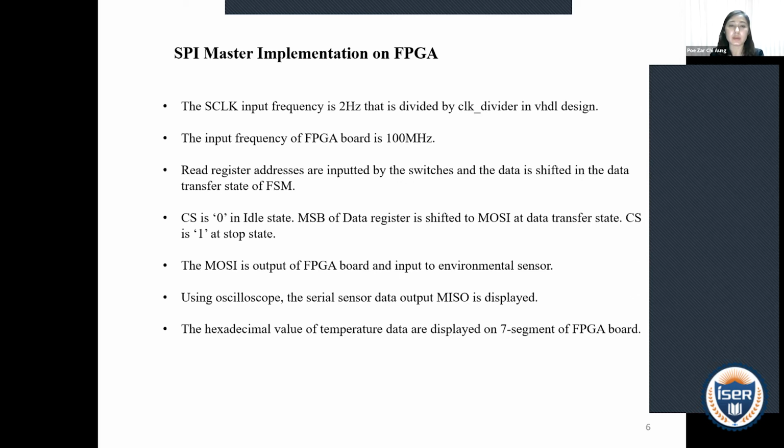So how to implement an SPI master on FPGA? The SCLK input frequency is 2 Hz, which is divided by a clock divider in the VHDL design because the input frequency of the FPGA port is 100 MHz. Register addresses are input by the switches and the data is shifted in the data transfer state of the FSM. When CS is 0 in the idle state, the MSB of the data register is shifted to MOSI at the data transfer state, and CS is 1 at the store state.